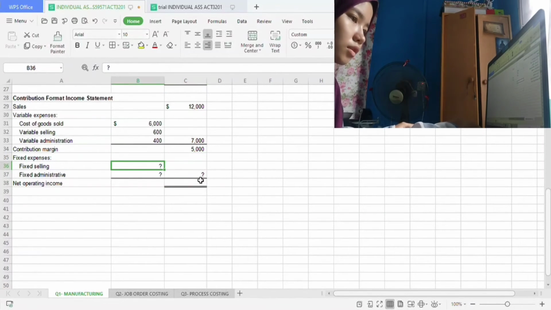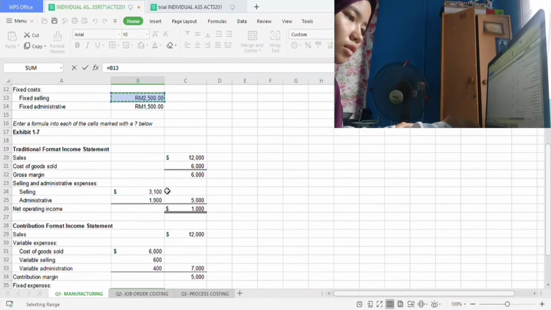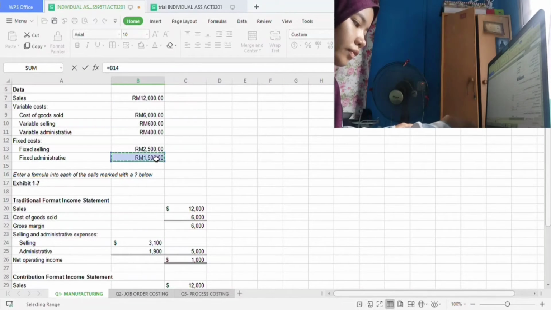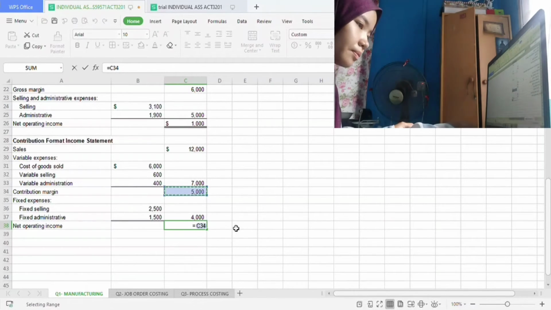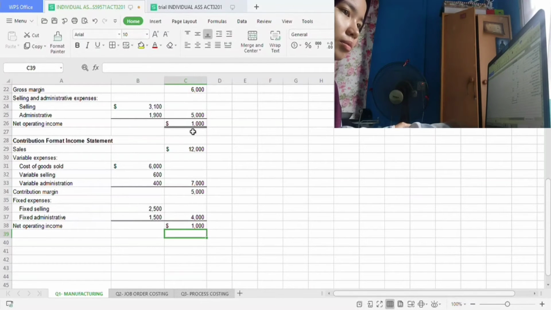Next, fixed expense. Total. Then we take the contribution margin minus fixed expense to get net operating income. So we get the same net operating income with the two formats.